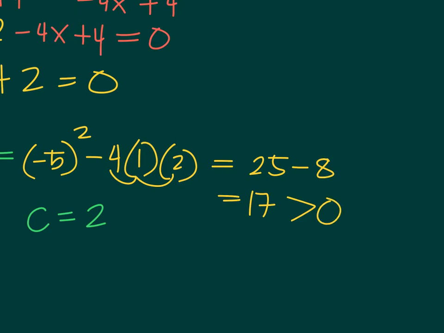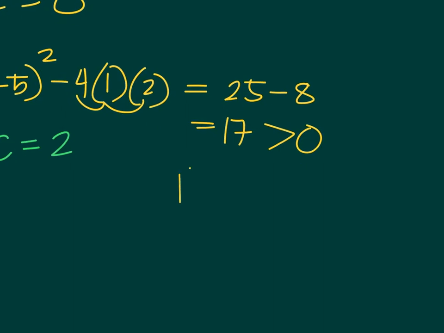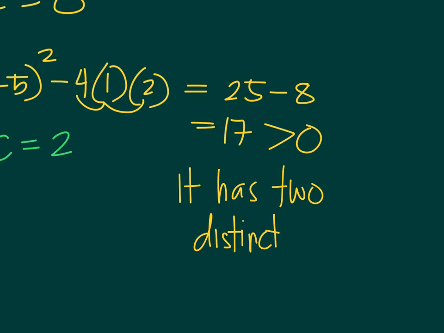So we could say that the equation has two distinct, unequal, distinct real roots. Okay, so that's the conclusion.